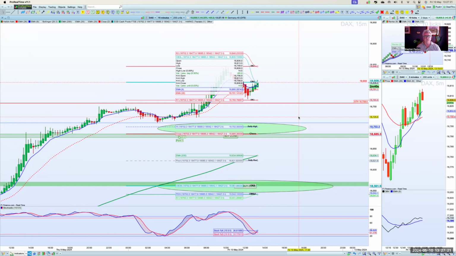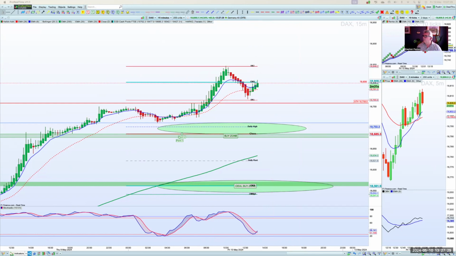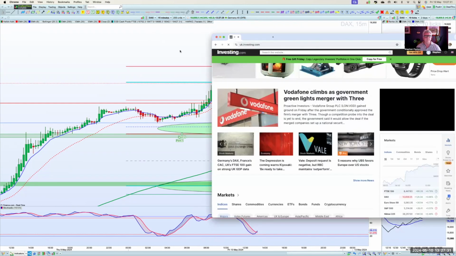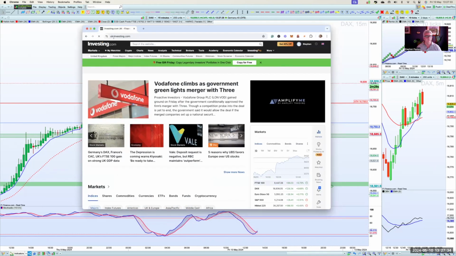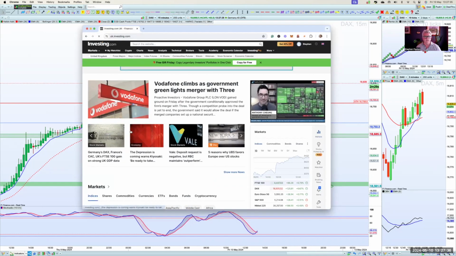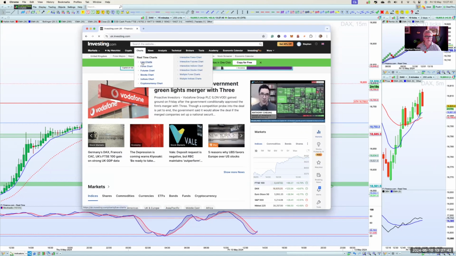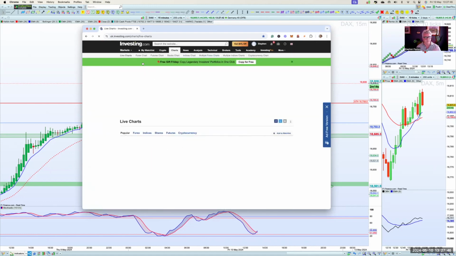So I said I'd show you the bonus. The bonus and the extra value on here is go to investing.com. I'll just pull this up, investing.com. This is what I use. And once you're in investing.com, go to the charts, live charts, and click live charts. This is all free.